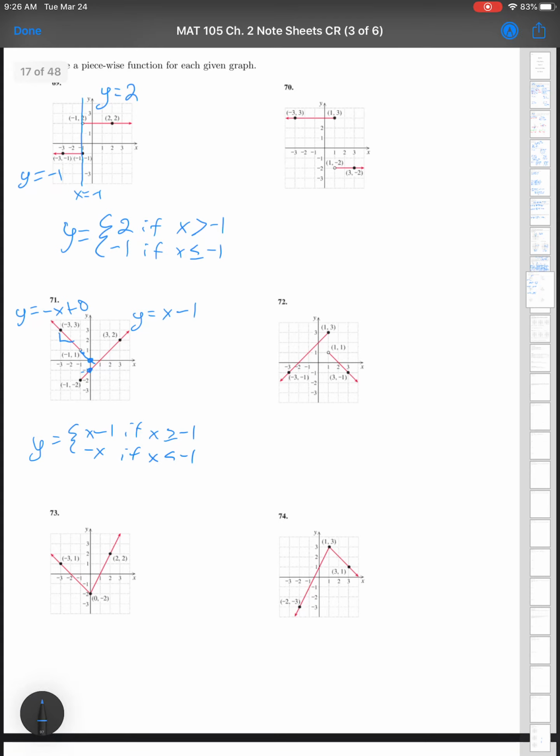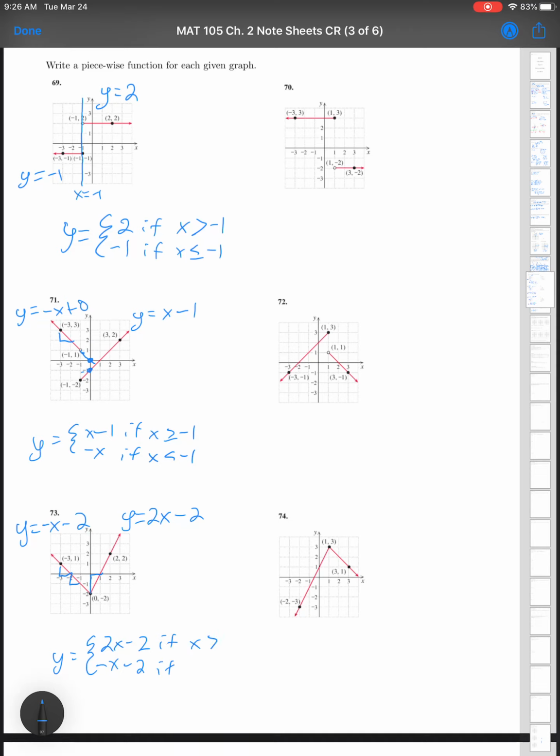So then the last one here is the same idea. So here we've got a slope of 2 because we go up 2 over 1. So y equals 2x. And we've got a y-intercept of -2, so y equals 2x minus 2. And then this one has a slope of -1 because we go down 1 to the right one. So y equals the opposite of x. And it also has a y-intercept of -2. So this is going to be y equals 2x minus 2, or the opposite of x minus 2.